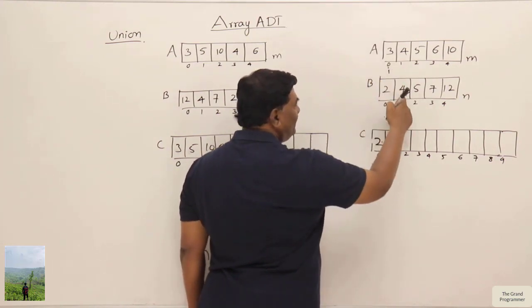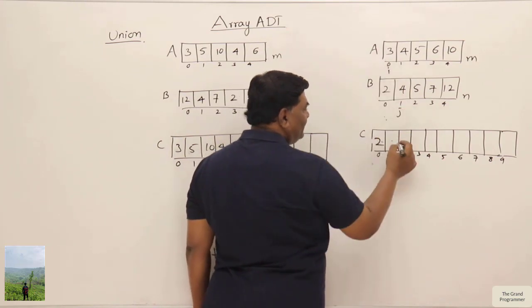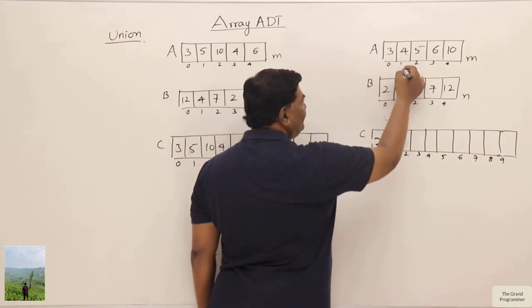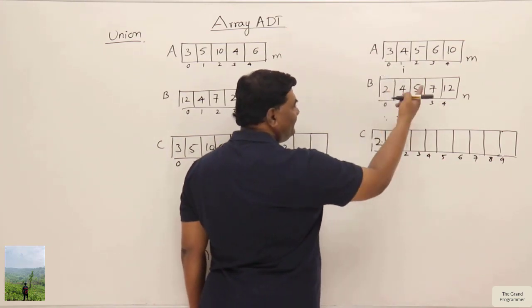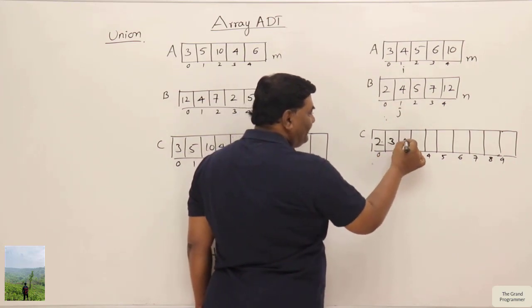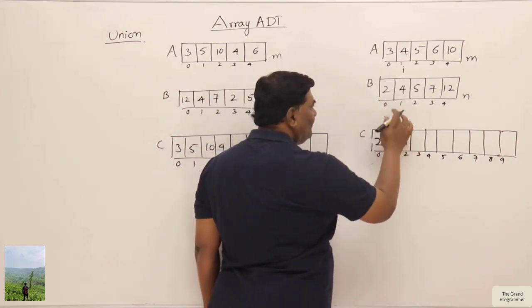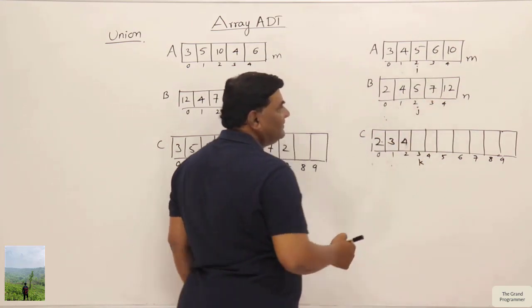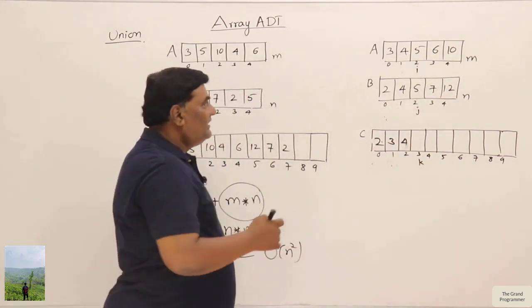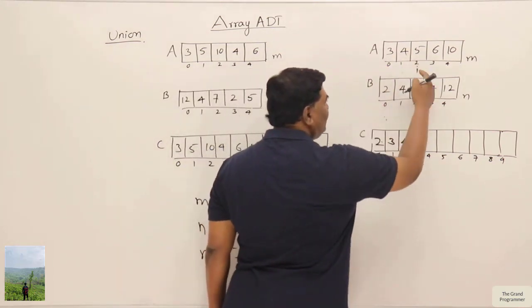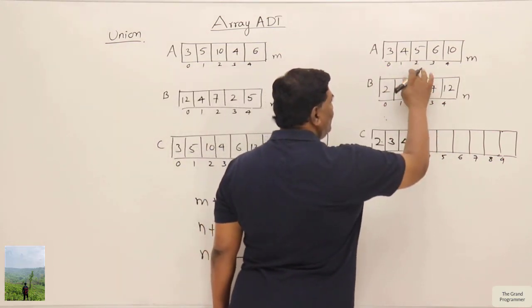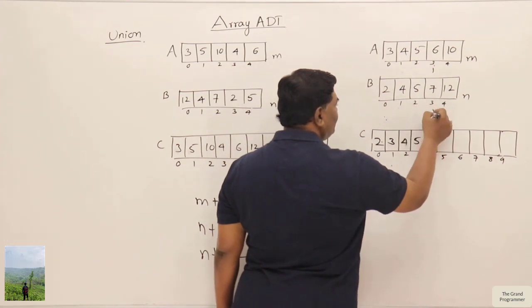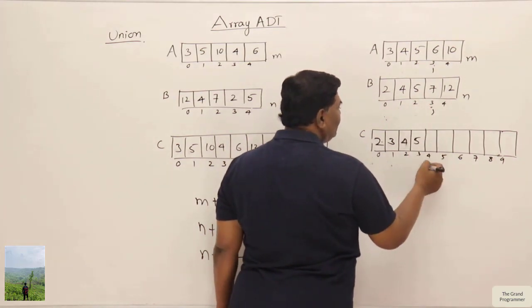A of i with B of j. A of i is small. So 3, copy it. Then move this one. A of i and B of j both are the same. So copy that 4 and move i also and j also, and k is here. Now again A of i with B of j, both are equal. Copy it once, move i also and j also, and k is here.